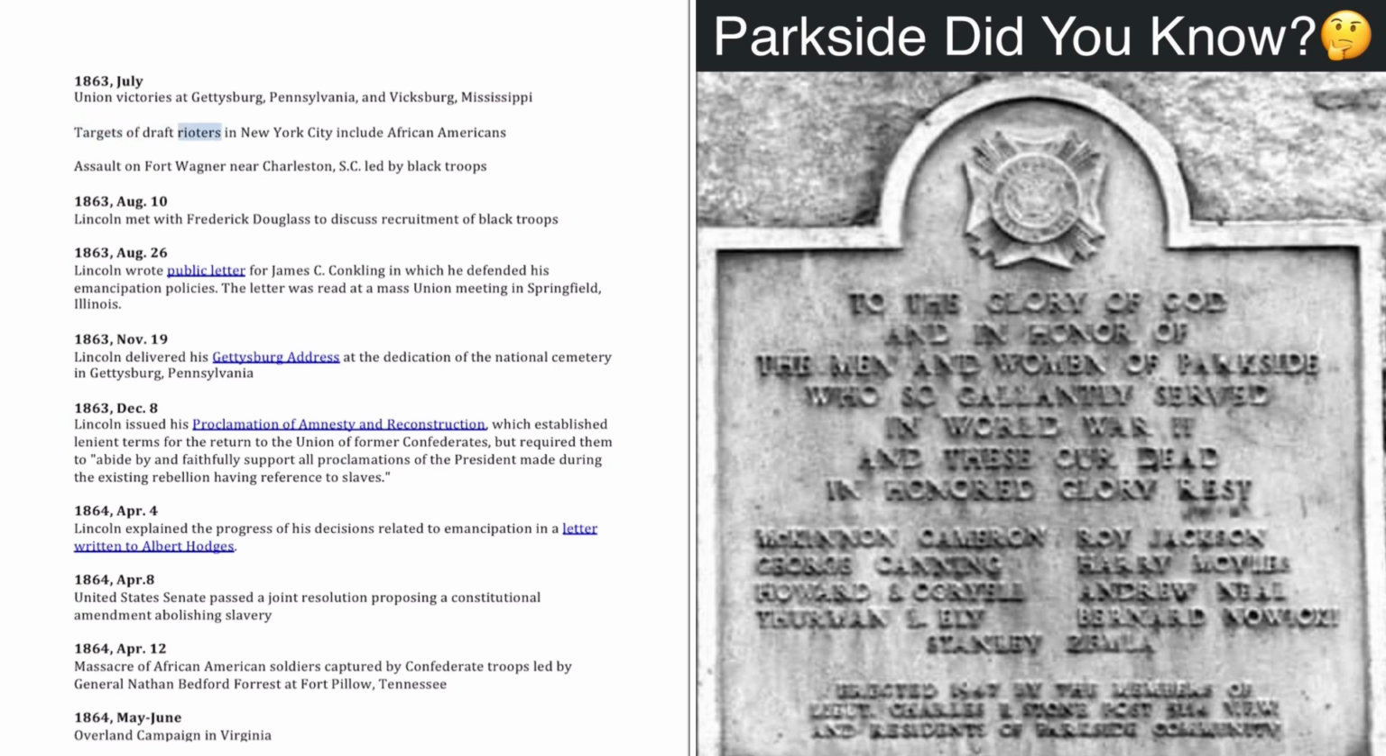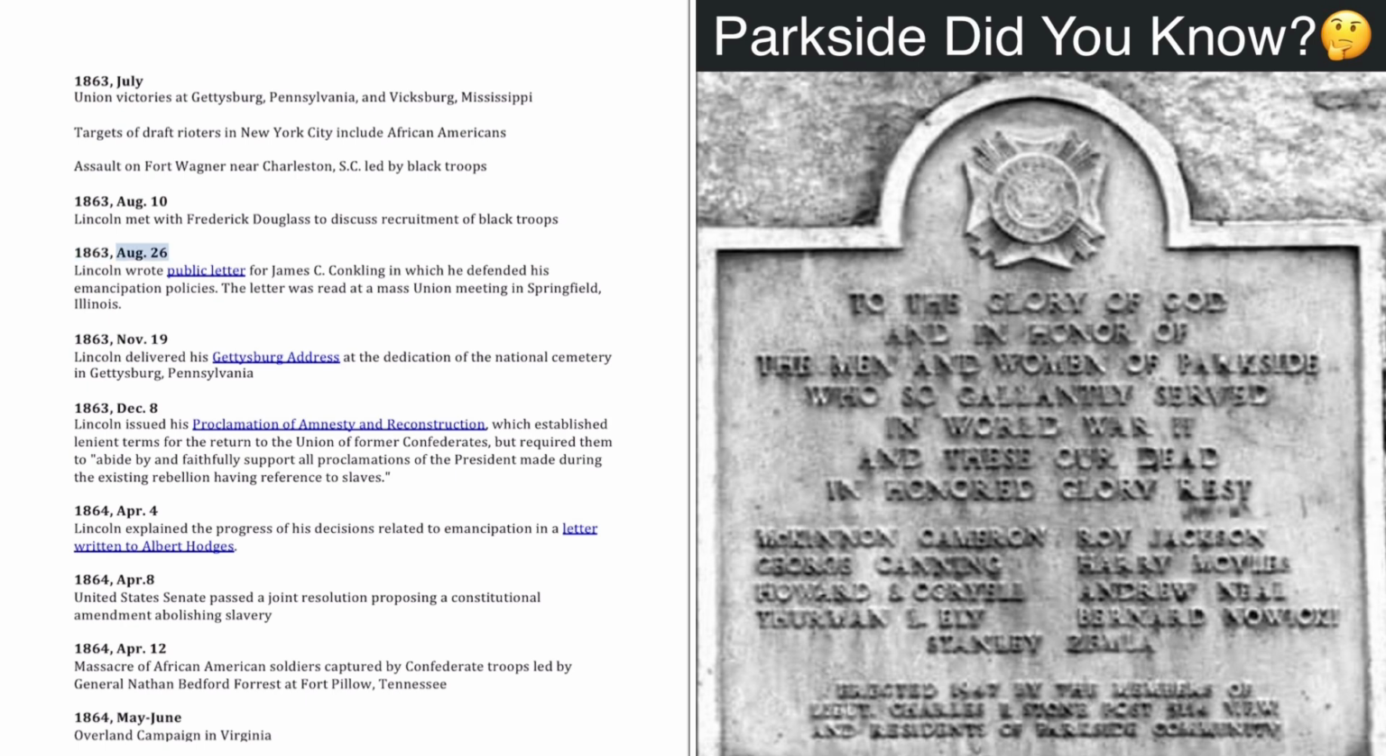Targets of draft rioters in New York City include African Americans. Assault on Fort Wagner near Charleston, South Carolina led by black troops. 1863, August 10. Lincoln met with Frederick Douglass to discuss recruitment of black troops.